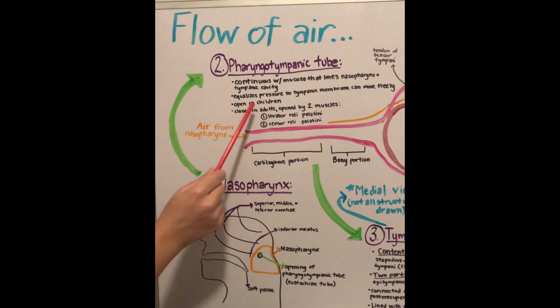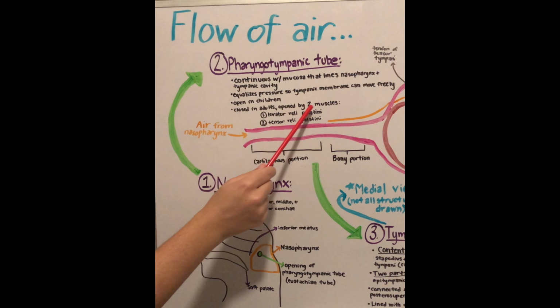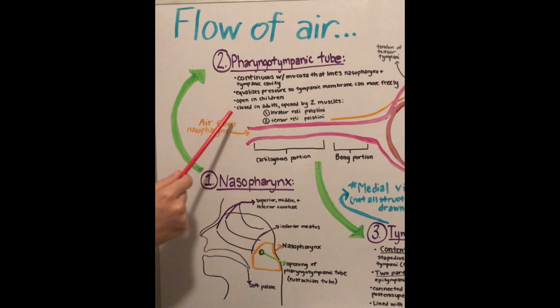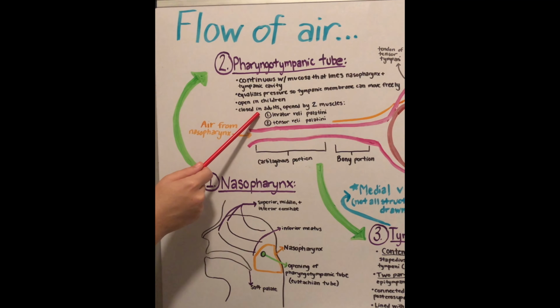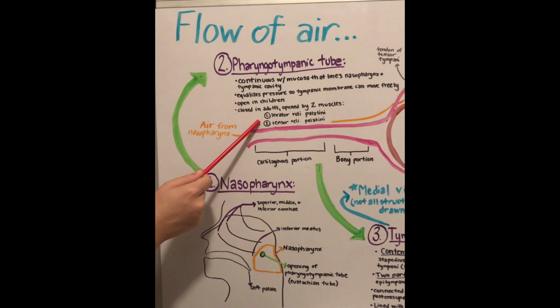This tube is open in children but closed in adults. It can be actively opened by 2 muscles, typically during yawning or swallowing. These muscles are the levator veli palatini and the tensor veli palatini.